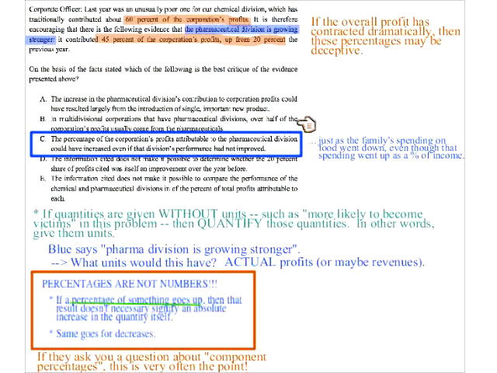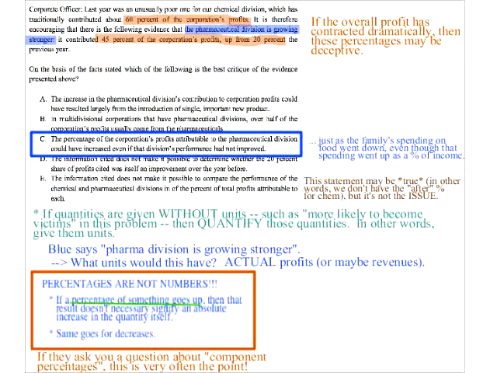E says the information cited does not make it possible to compare the performance of these divisions in terms of the percent of total profits attributable to each. If people picked this: it looks like the word "terms" is missing. I copied and pasted this from a compilation of problems, so there shouldn't be too many typos, but this should say "in terms of." This is a statement that may be true, but it's not a critique of the argument. In other words, we don't have the after percentages for the chemical division, but that's not the problem.